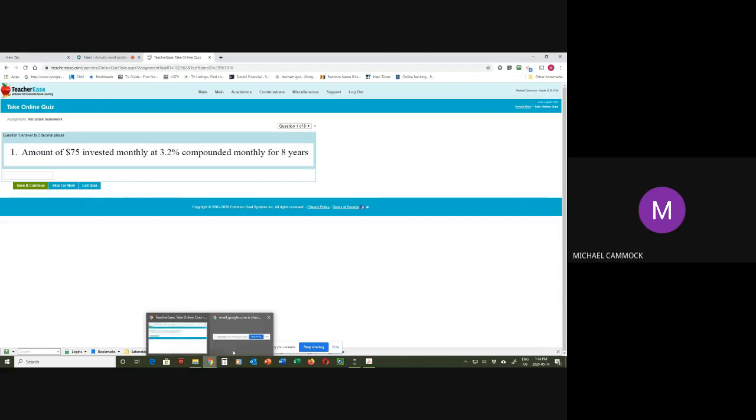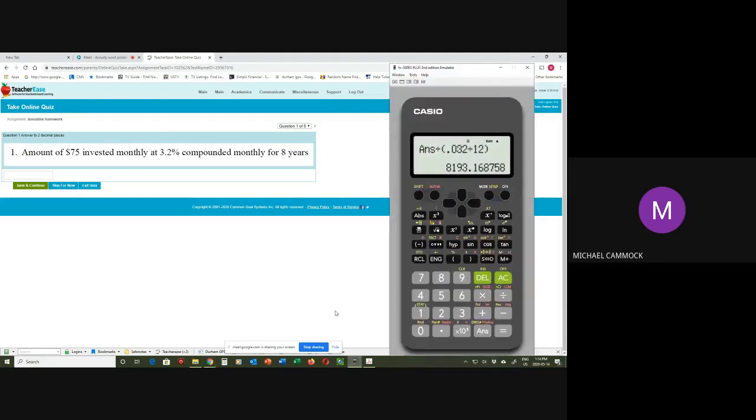I'm not sure. Is it going to allow me to do it here? No, it's not. I'm trying to get back to the screen. What screen are you seeing right now? Are you seeing the question or the calculator still? Are you still seeing the question and the calculator at the same time? Yeah. Okay. I don't know why I'm not able to get back, but anyway, that's the answer to that question. Okay, so 8193.17 is that answer.